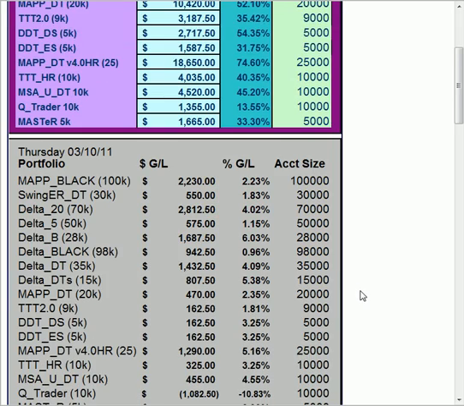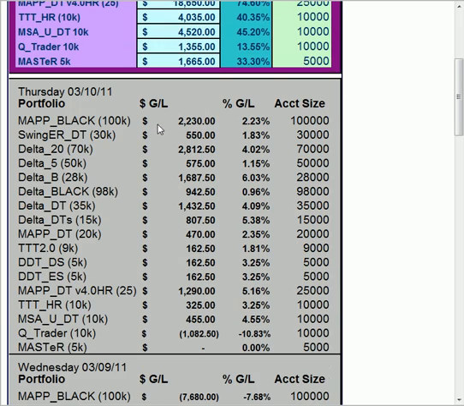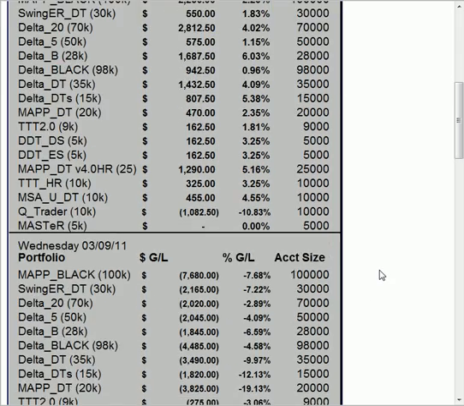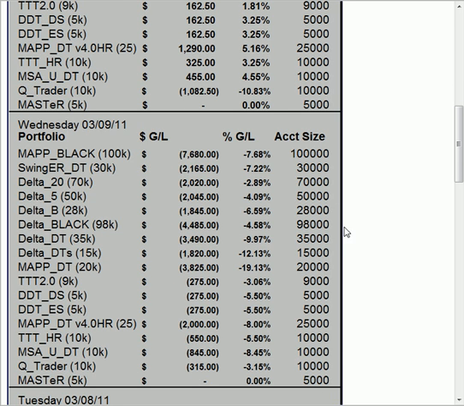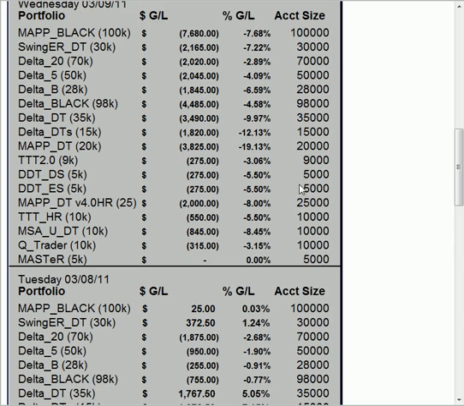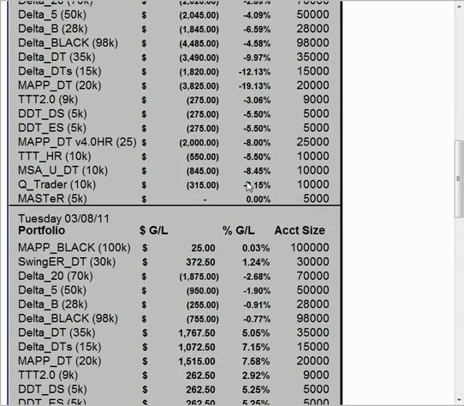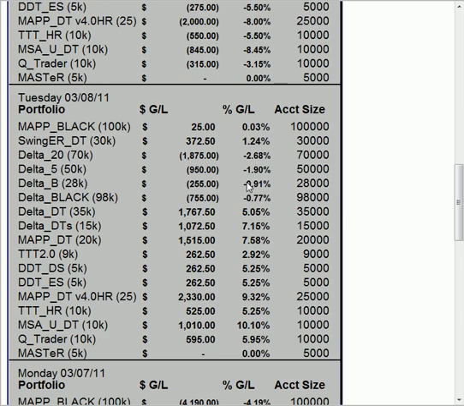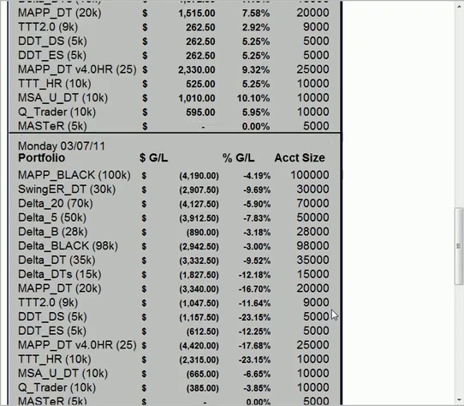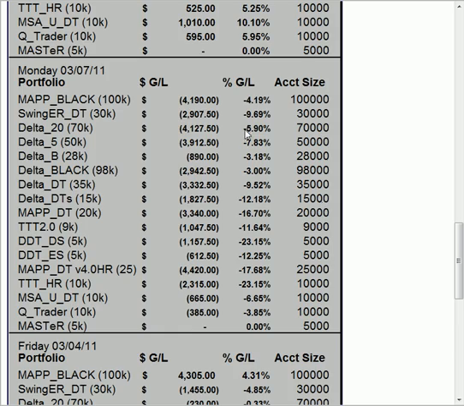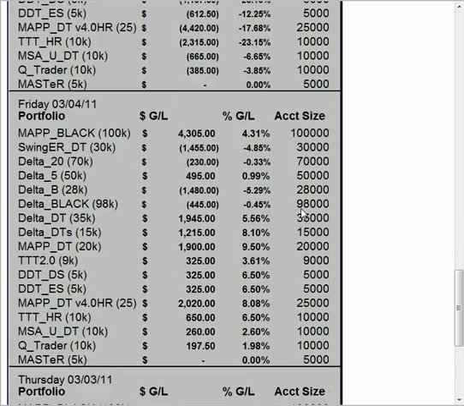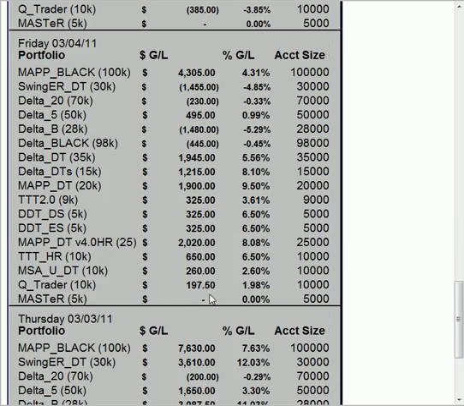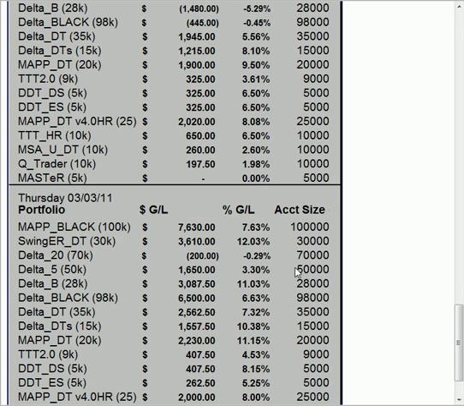We made $2,300 yesterday, Thursday, in black. And as you can see, one of our worst sessions was Wednesday, the day prior. That was just a very choppy day as the market was quailing. Tuesday was a very quiet day. There you see MSA UDT and MAPD2 version 4.8 are up 10%. But a $4,000 loss in black on Monday. But that was countered with certainly a $4,000 gain last Friday, $7,600 gain on Thursday.